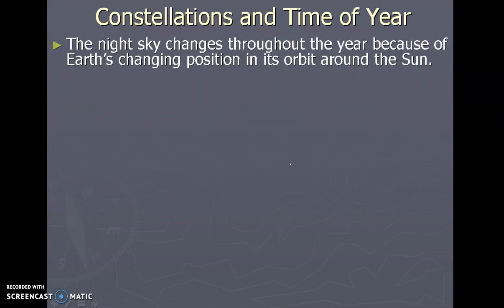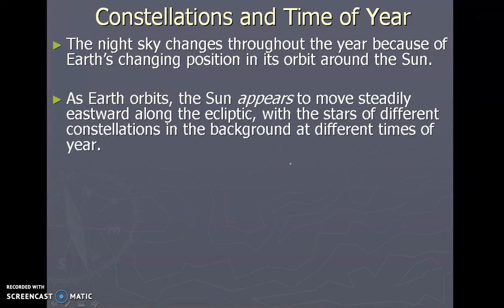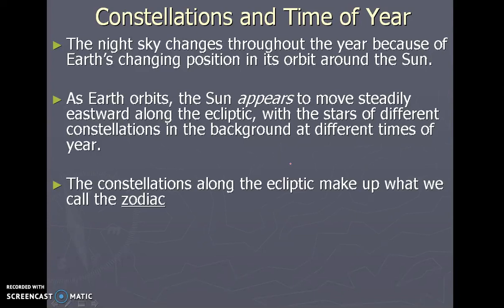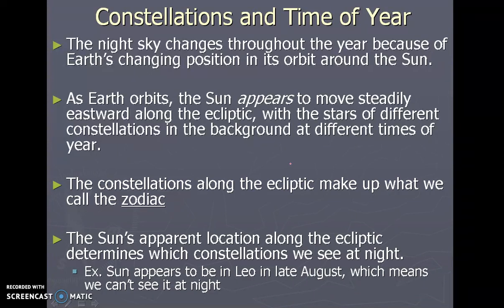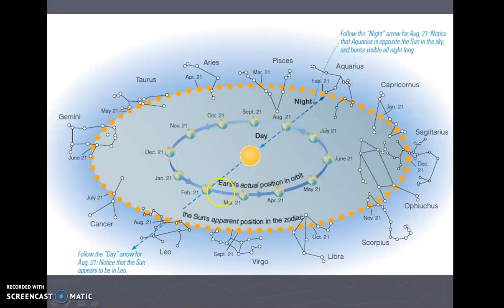So constellations also vary with the time of year. And this changes because Earth orbits around the sun, so the parts of the sky that you can see change. As Earth orbits, the sun appears to move steadily eastward along the ecliptic, with the stars of different constellations in the background at different times of year. So the constellations along the ecliptic are what we call the zodiac, and the sun's apparent location along the ecliptic determines which constellations we see at night. So for example, the sun appears to be in Leo in late August, which means that we can't see Leo at night. So here's a picture of what that looks like.